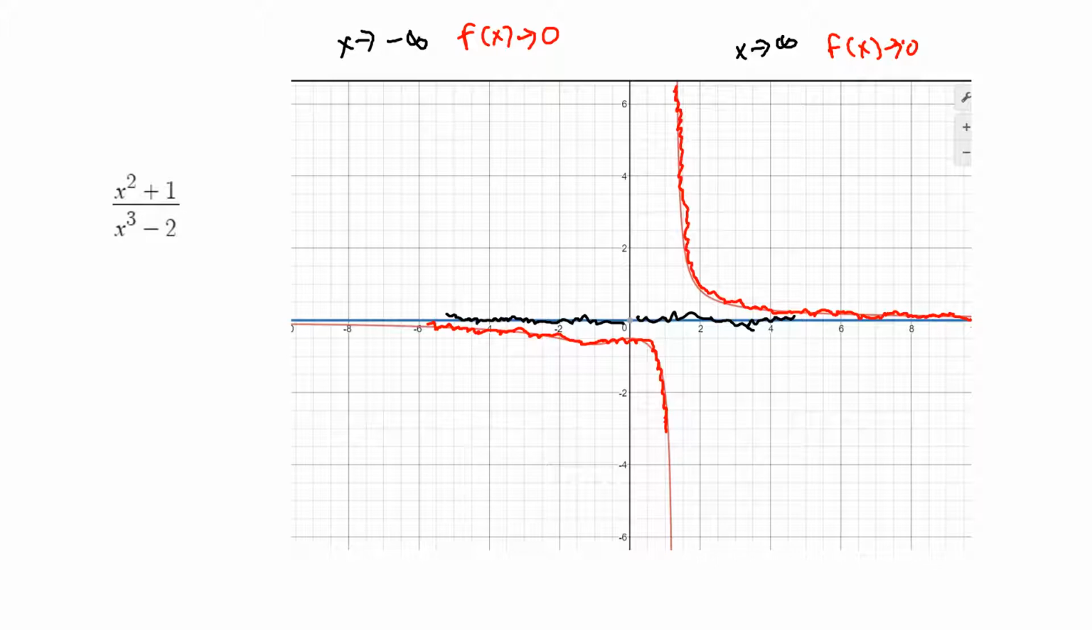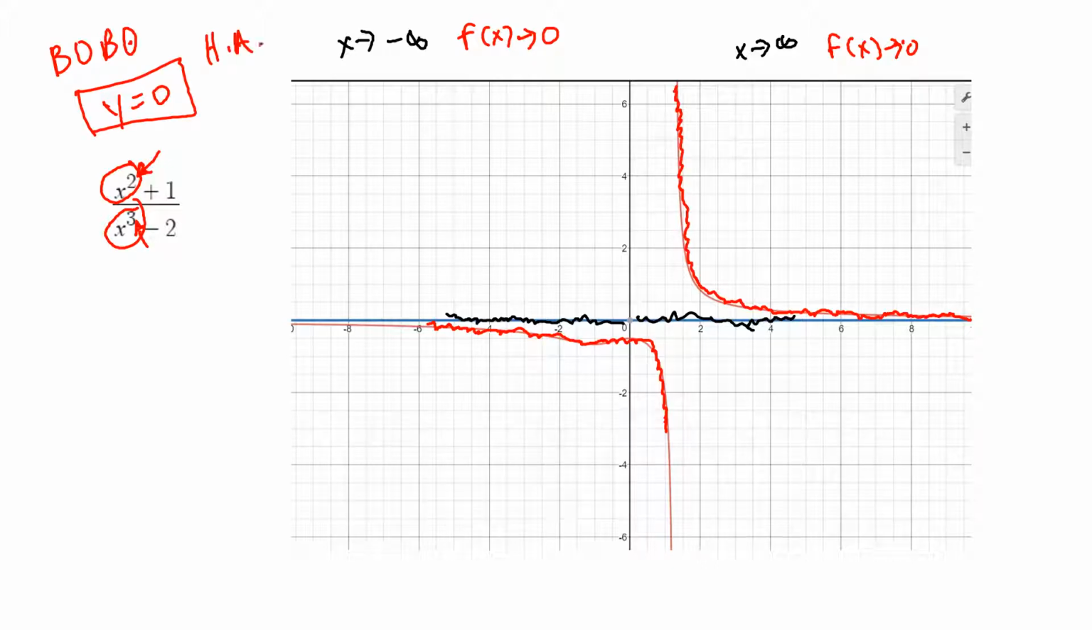For this reason, we said that, again, bigger on bottom, that we knew that y equals 0 is our horizontal asymptote. So as long as we look at the leading terms and we look at the powers on the leading terms, if that power is bigger on the bottom, then we know for sure that y equals 0 will be our horizontal asymptote, no matter which rational function we have.